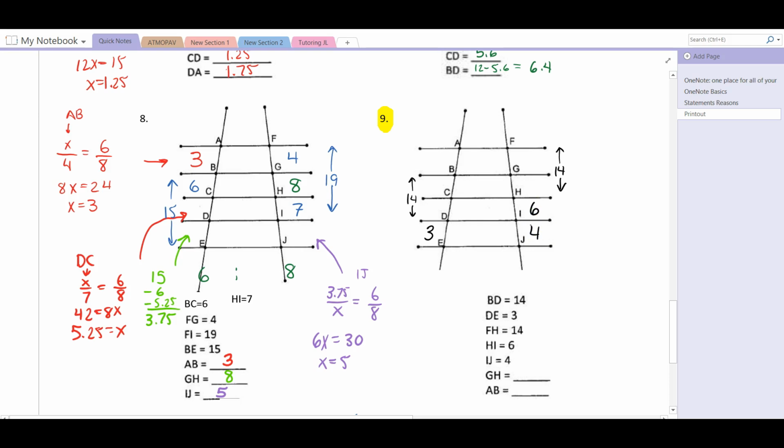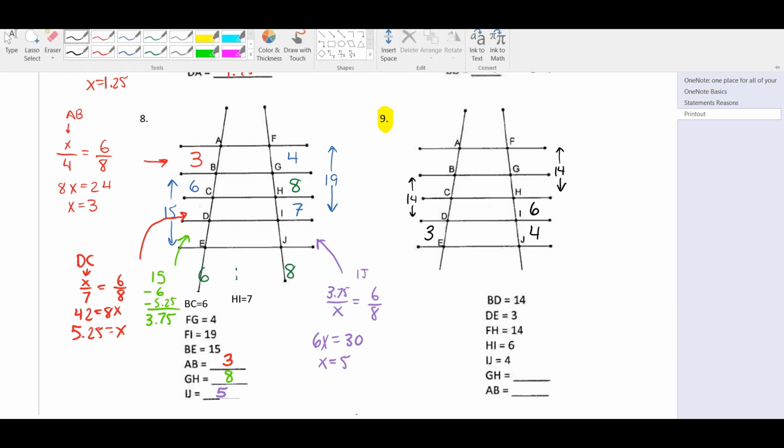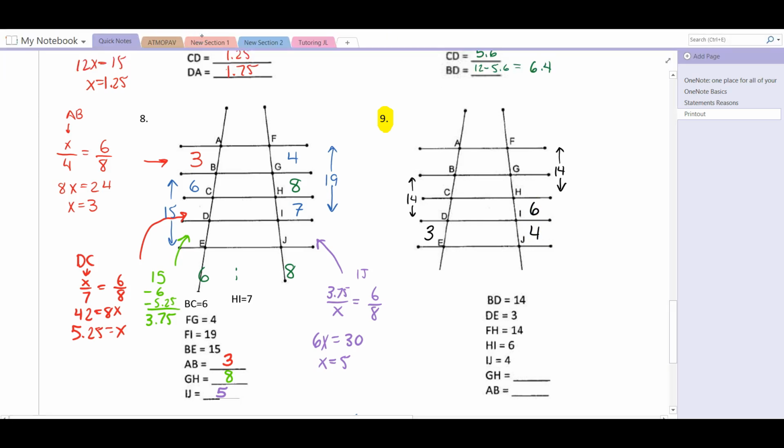Now, the sides that we need, and I actually think I'll take my highlighter to this, is we are going to find GH, which is right here, so that's the yellow answer. And let's go get my blue highlighter, and that's going to be AB. Now, in order to do this, my best recommendation is we need to find a ratio of left side to right side.